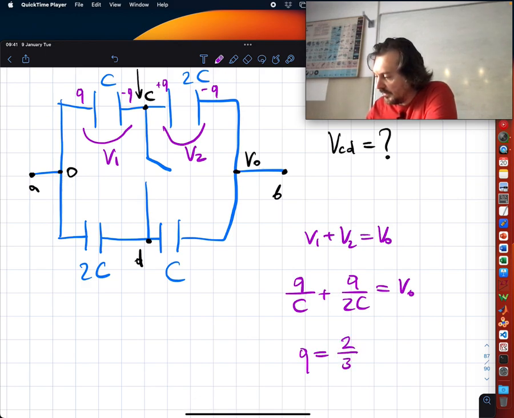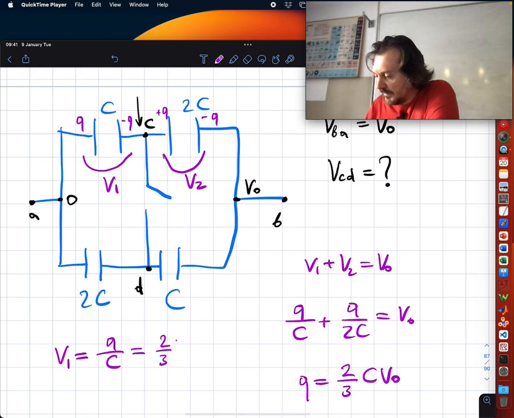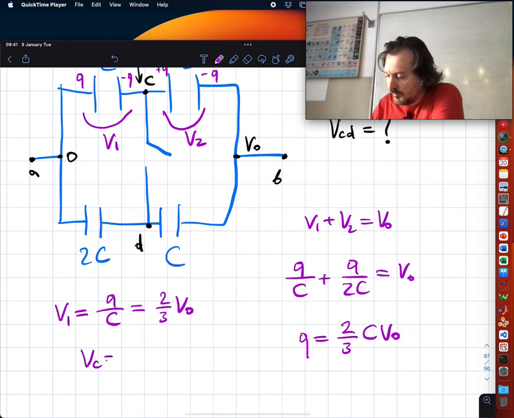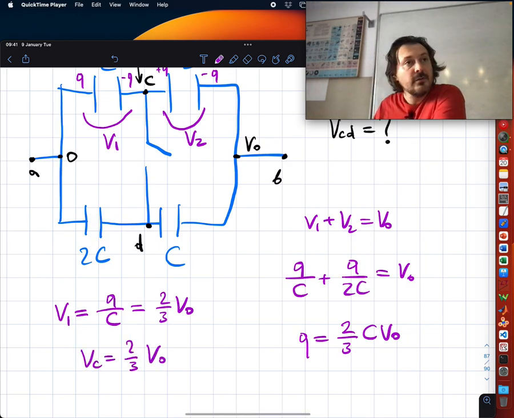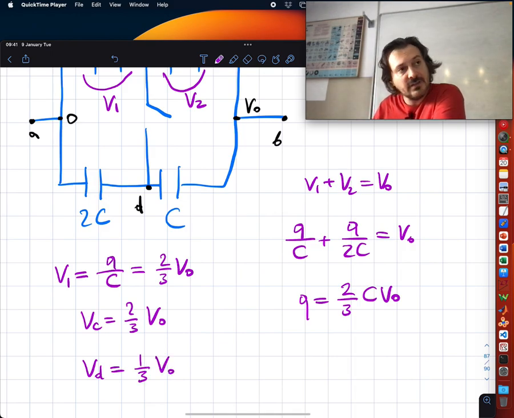Q is what? Help me out here, please. Q is two over three CV0. It's correct, right? V1 is Q over C, so it is 2 over 3 V0. That's VC, right? VC is 2 over 3 V0. And you can see from the symmetry that VD is going to be 1 over 3 V0. Do you see it from symmetry?